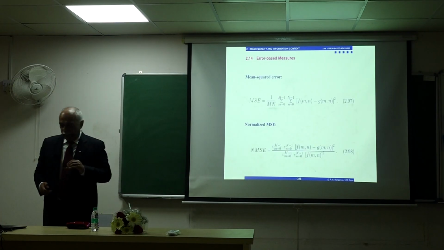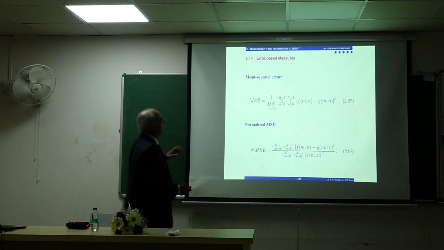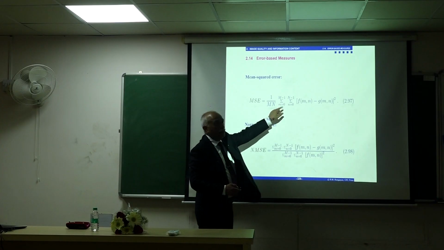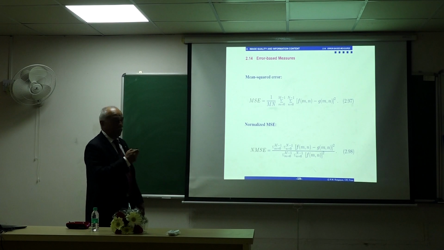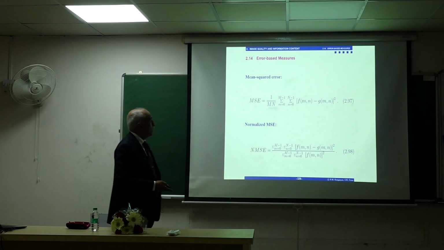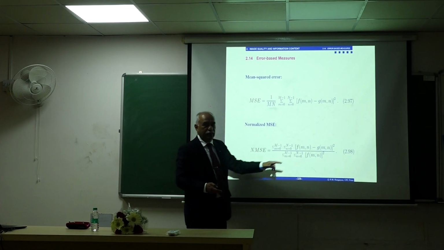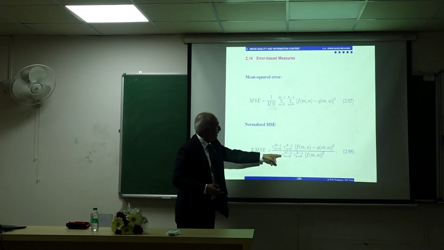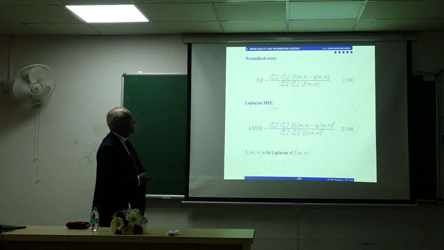When you compare images, you could take a few different measures. Mean squared error: F(m,n) minus G(m,n) squared, averaged over the entire image. Mean squared. It's not an error, it's a difference. Normalize that by dividing by the energy of the original, F. So the same thing, divided by that, the MN cancels out. Normalized error: you take the magnitude instead of the square.